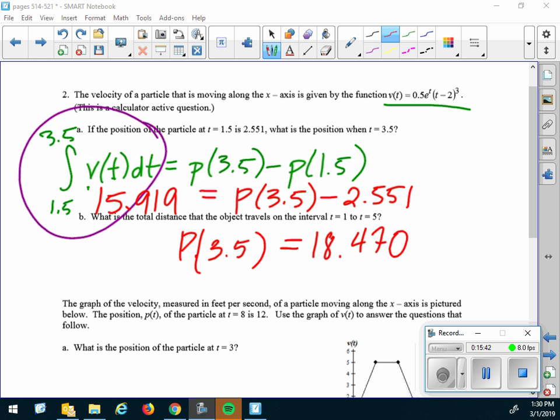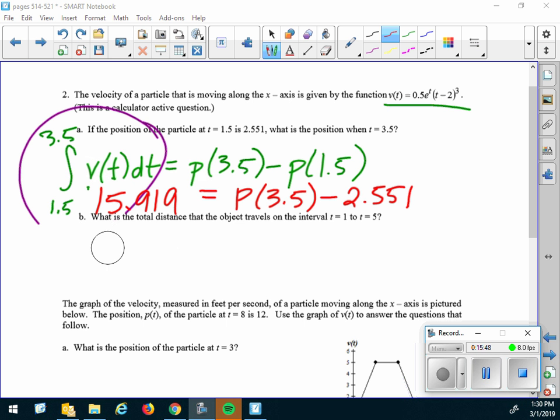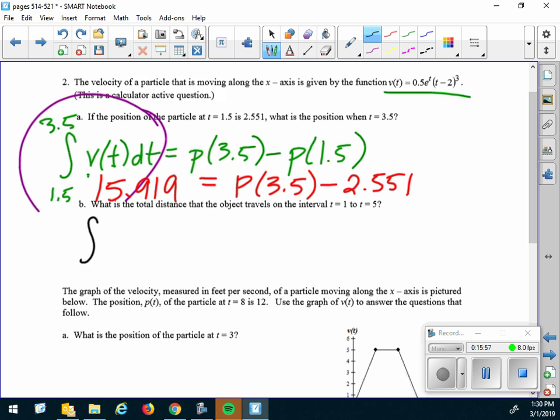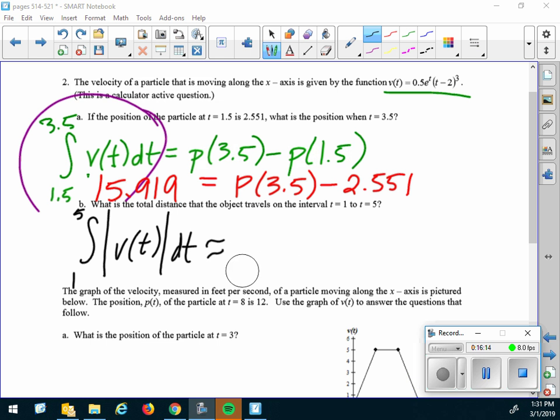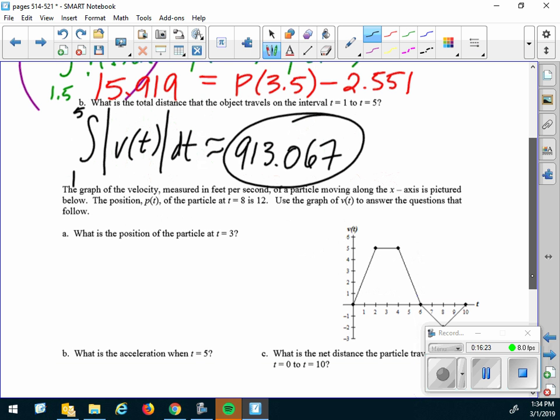Okay. Next one. What is the total distance that the object travels on the interval from 1 to 5? Total distance. Absolute value. So you're going to integrate from where? 1 to 5? Absolute value of v of t dt. Just run it on your calculator. That's just terrible writing. That's what I got. Here we go.